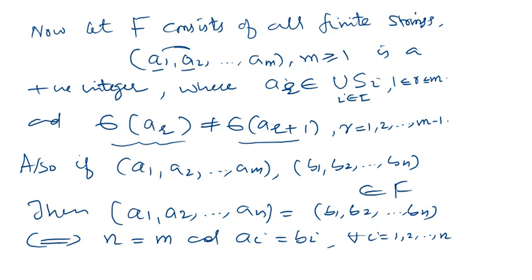Next we try to define the product of these two strings, and actually we try to show that this F is a semigroup consisting of all these finite strings. So now let's take any two strings, which we also call words; going forward we will call them words, with alphabets from this union of the Si.